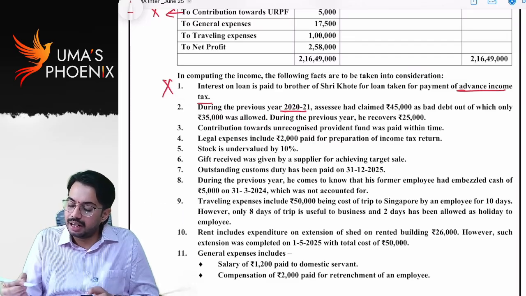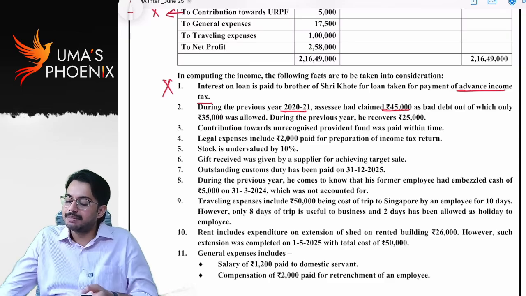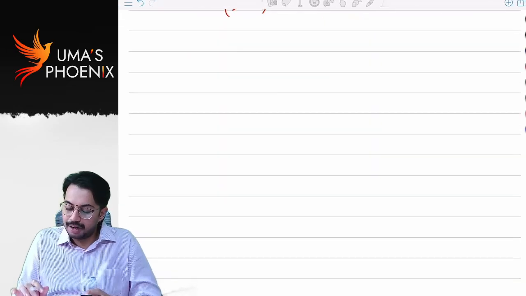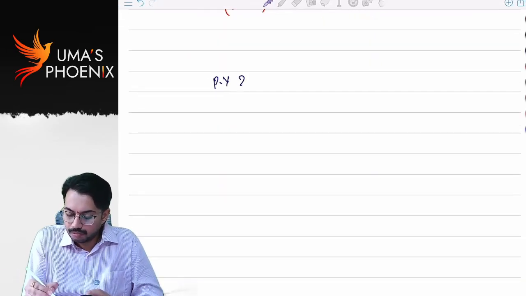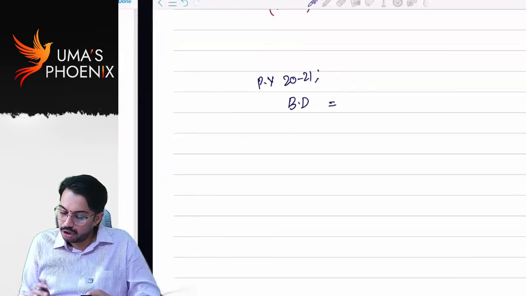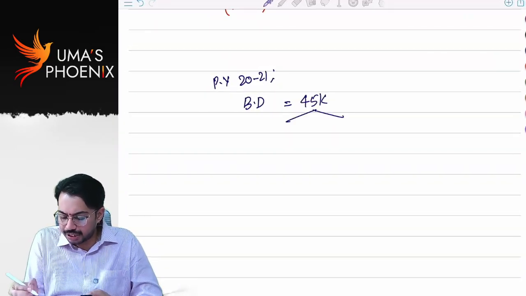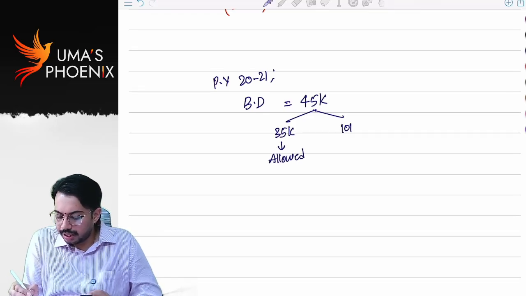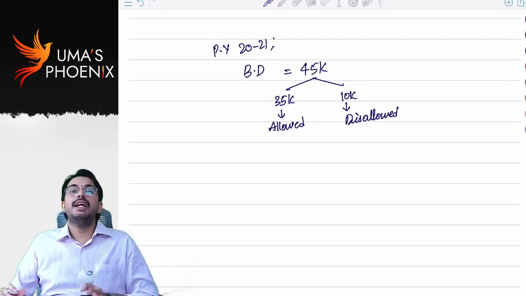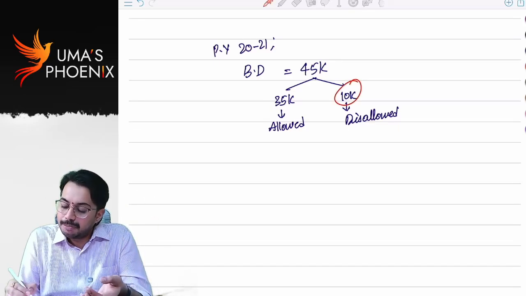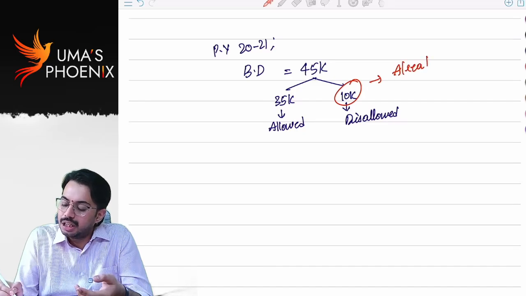During the year 2021, the assessee had claimed 45,000 as bad debts, out of which only 35,000 was allowed as deduction. So in previous year 2021, how much are bad debts? Bad debts are 45,000. Out of 45,000, 35,000 allowed, 10,000 disallowed. Expenditure disallowed. That means this 10,000 was added back in 2021. That means this 10,000 already taxed in 2021.